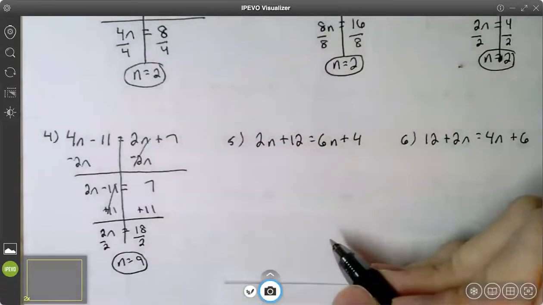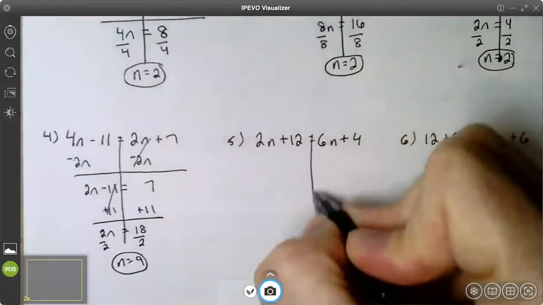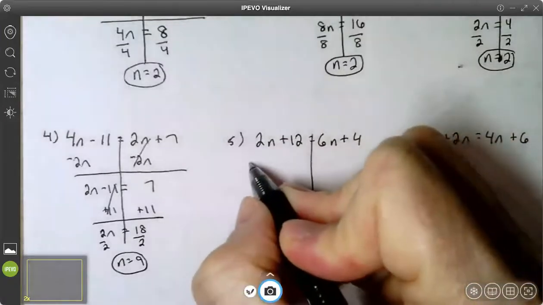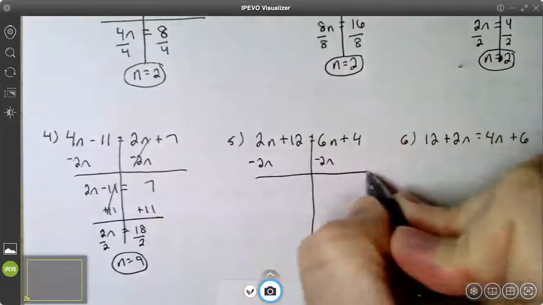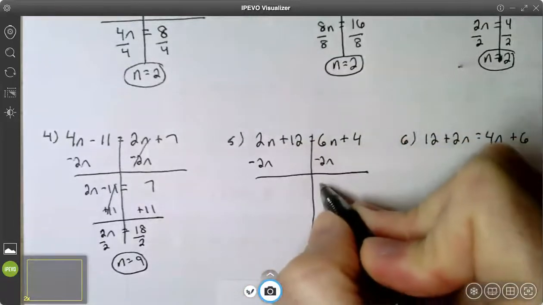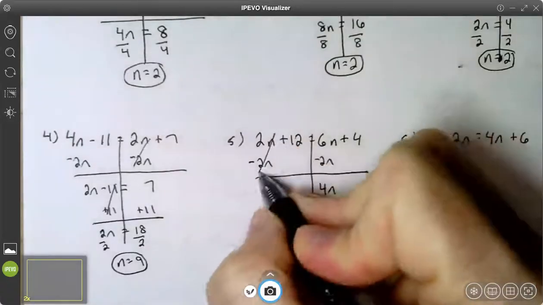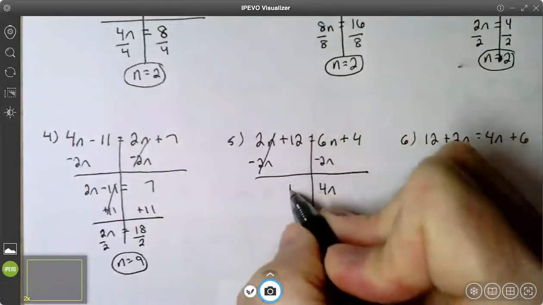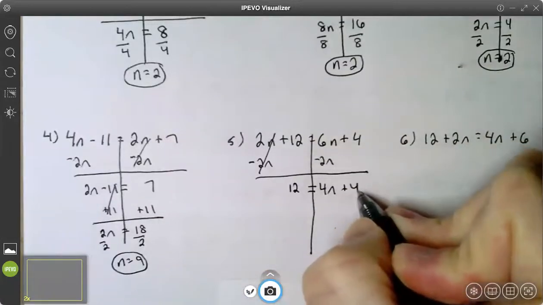On number 5, if I put my variable on the left, I'm going to get a negative 4n. So I want mine to be positive. I'm going to subtract 2n from both sides. And that gives me a positive 4n on the right. 2n minus 2n is nothing. My 12 comes down. My equal sign comes down. And my plus 4 comes down.